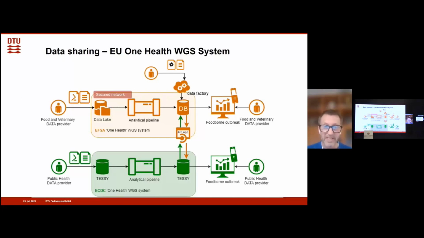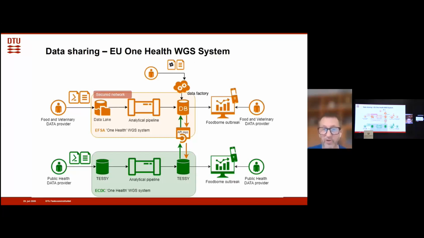The public health data in ECDC could be linked to the animal and veterinary data in EFSA. So if there's an outbreak, you would be able to actually compare that between the two databases. So that's how it was envisioned to function.